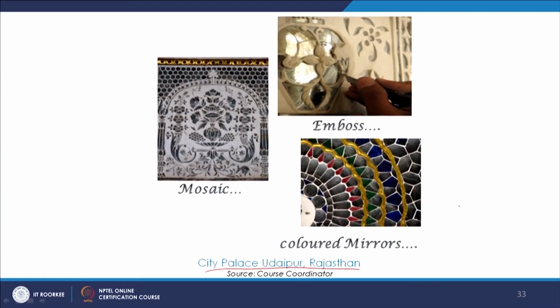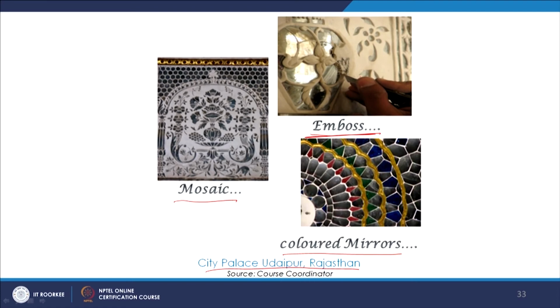I would like to discuss a bit about City Palace Udaipur and then the mirror craft, and then we'll see certain systems in place when we talk about this craft form. And starting from this slide here, again there is a sort of a system of classification of the types, what kind of mirror craft it is.